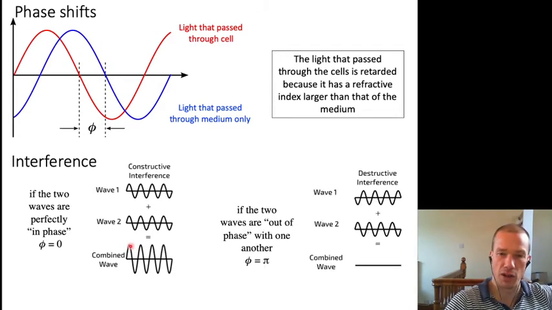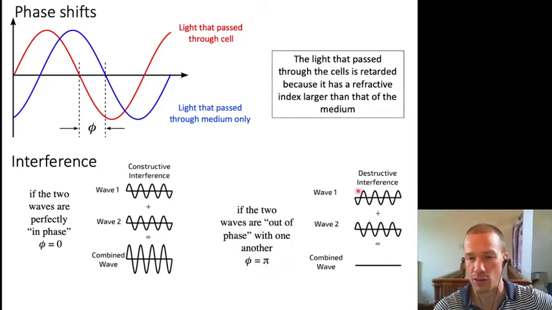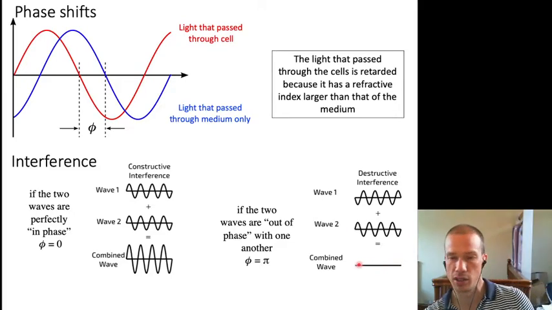However, if these two waves are out of phase with one another, that is, phi is equal to pi, wherever you have a trough, you have a peak, so when you add these two together, they'll basically cancel each other out at the imaging plane. And we saw before that the intensity at the imaging plane is proportional to the amplitude squared. If this occurs, you'll end up with regions with very low intensity.